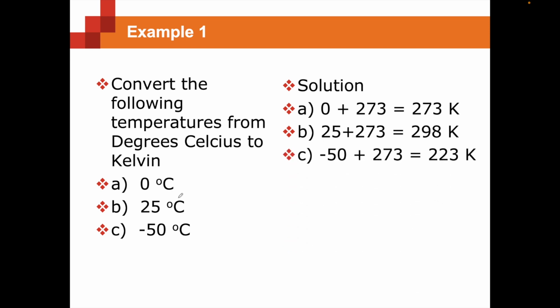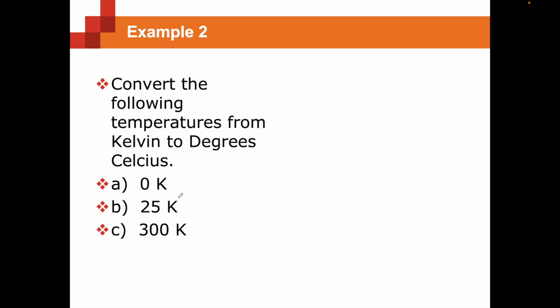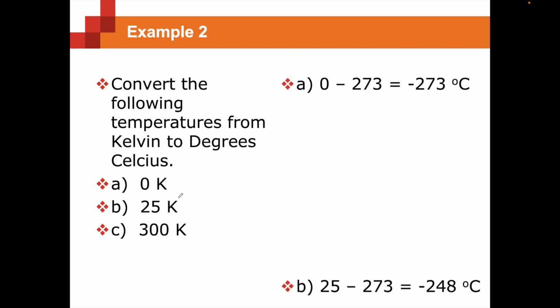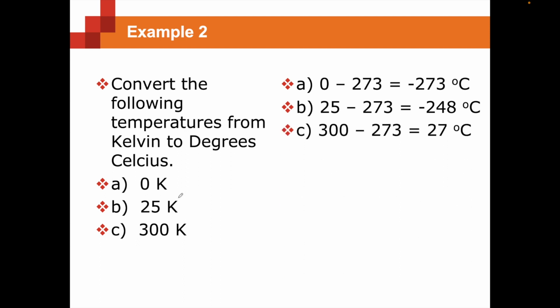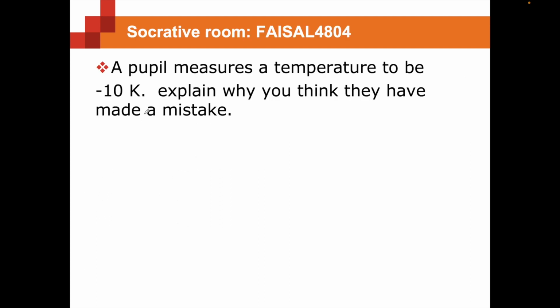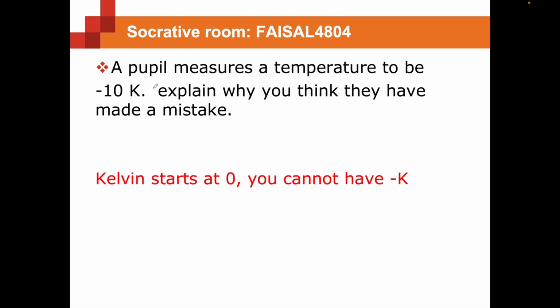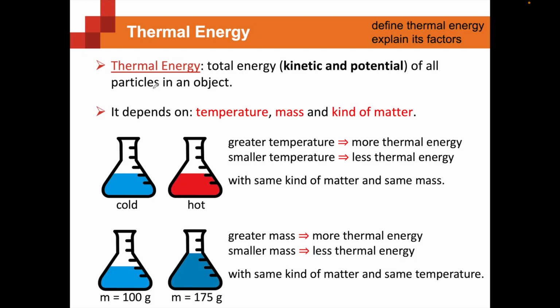If you want to go backwards, you can simply subtract 273. So if I have Kelvin, you subtract, and you'll get the answers in Celsius. 0 K is the lowest possible temperature. We call it absolute zero. You cannot have anything less than 0. So if somebody says they got minus 10 K, they clearly have made a mistake, because the Kelvin scale starts at 0. There will never be a negative Kelvin.